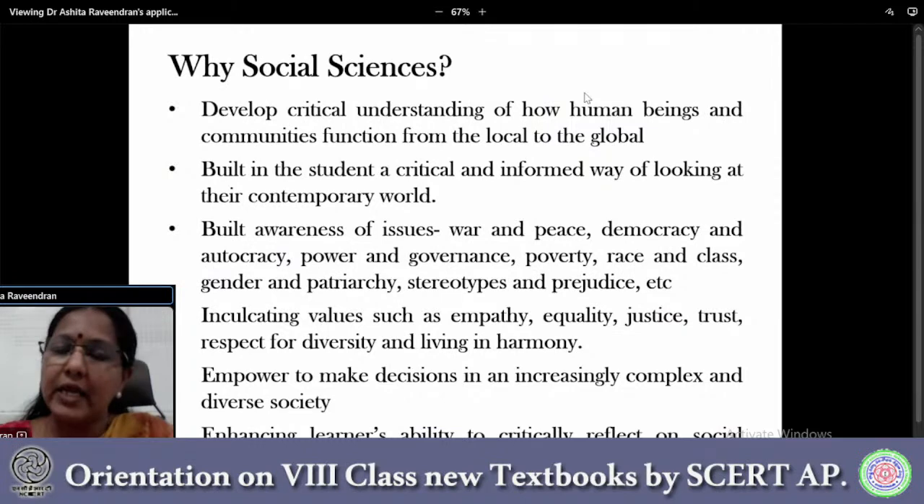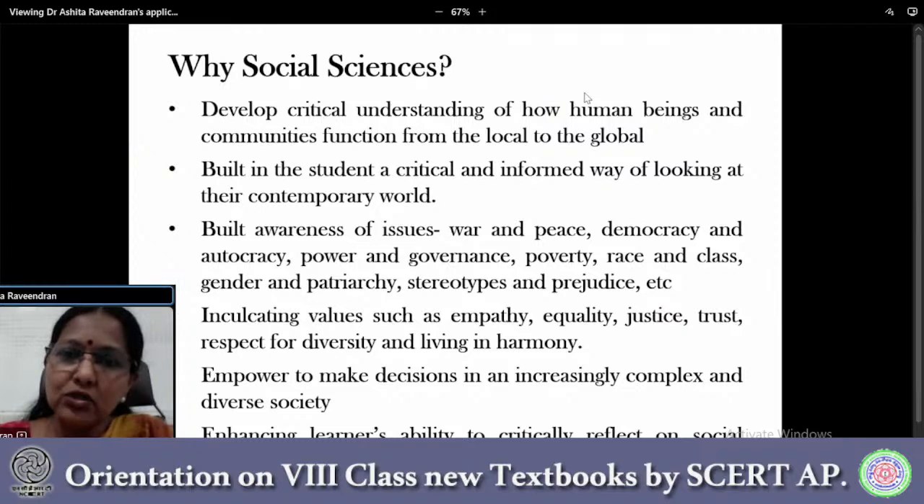Now there are many issues which we face in our daily life. They can be global issues, national issues, or local issues. As a learner, as a teacher, or as a citizen, we will have to deal with many of these issues and problems in our life. They can be related to war, democracy, power, poverty, race. There are also gender and patriarchal issues, stereotypes, and prejudices.